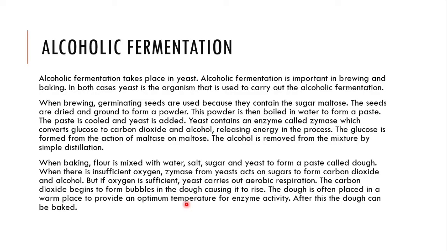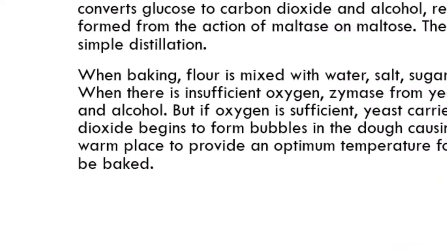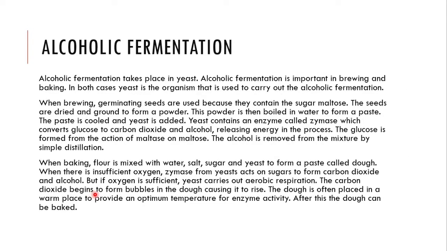So we warm it to provide that optimum temperature so that the enzyme known as zymase will act on the sugars efficiently. Okay? After this, the dough can now be baked. Are we following? So these are the processes, and that's how alcoholic fermentation occurs in both cases.